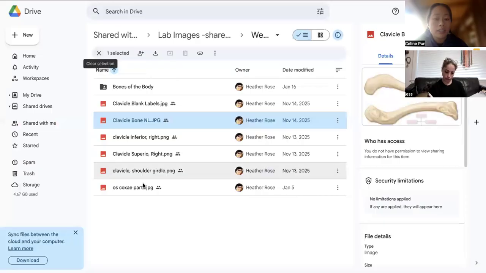So those are the images I have for week 1. Do you have any questions?